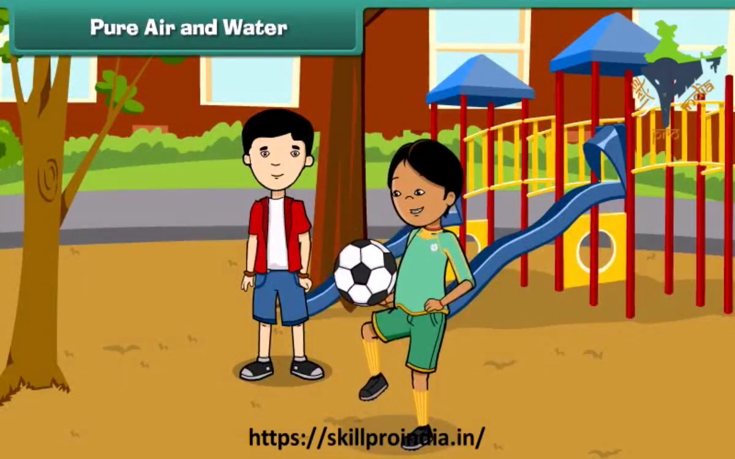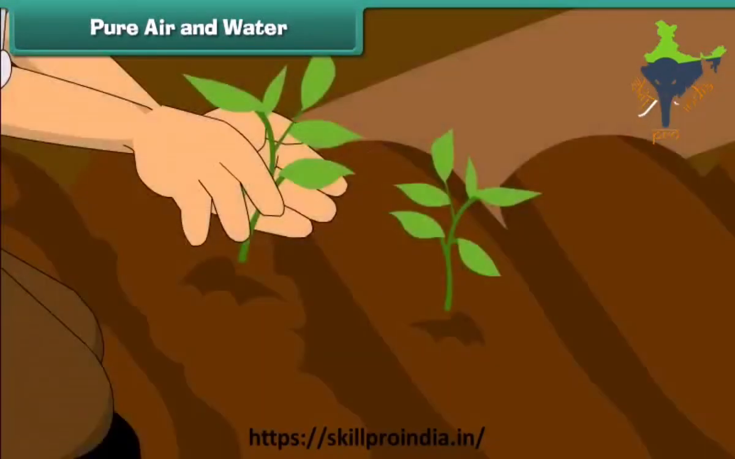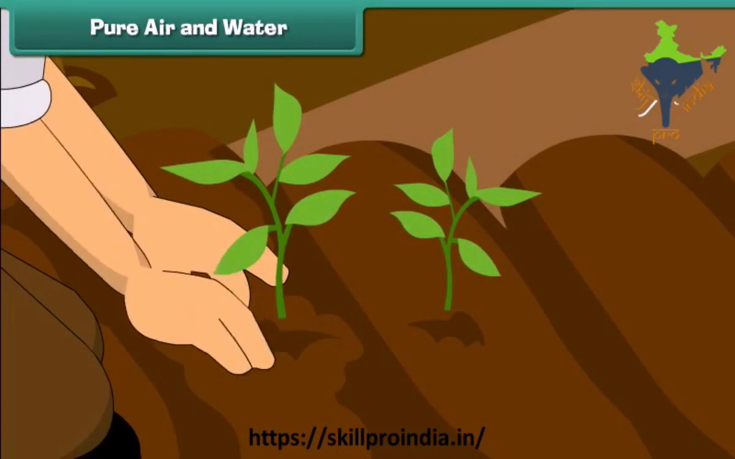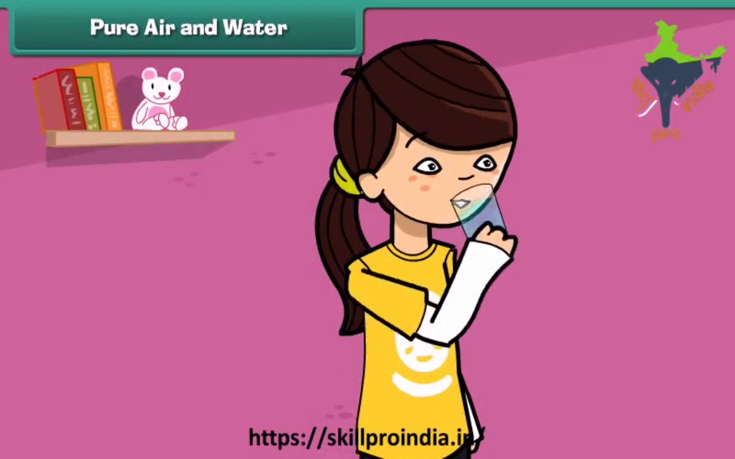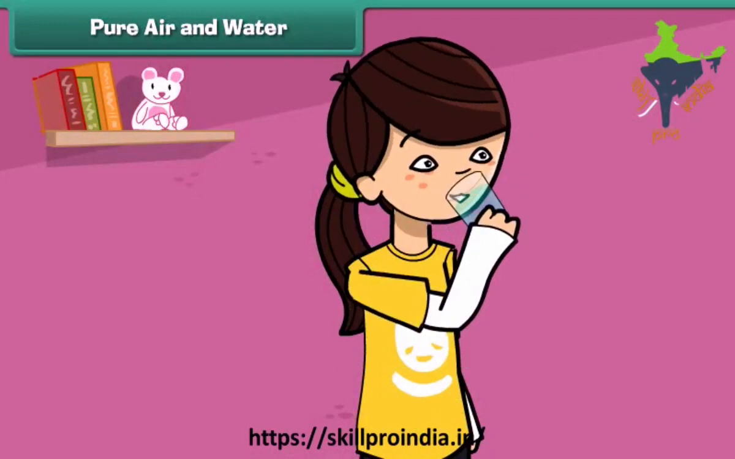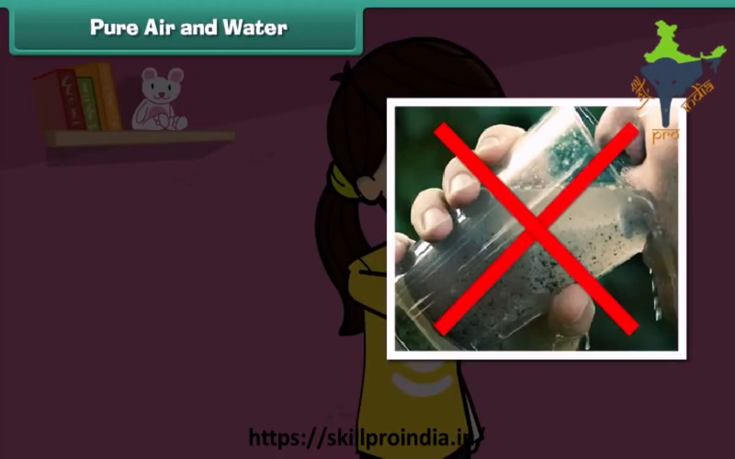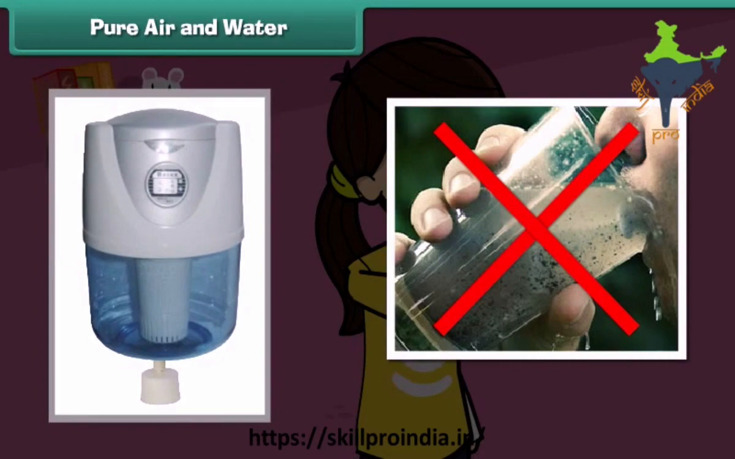Our body needs clean air. Plants help in cleaning the air. You should plant more trees. We also need water to live. You should always drink clean water. Drinking dirty water causes diseases. Filter the water before drinking.